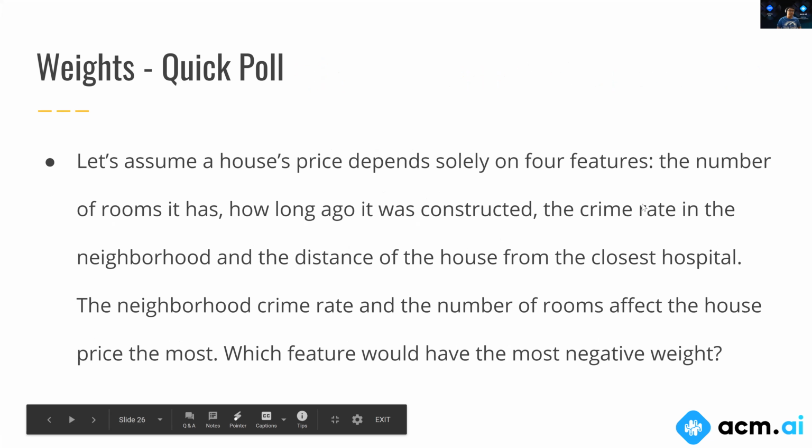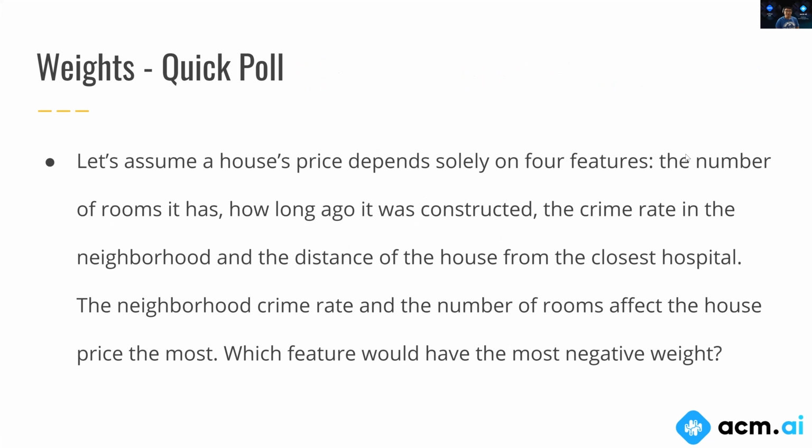All right, quick poll. A little bit of interaction. Why not? So here's a question. It was too long to fit on the poll question, which is why you probably won't see it on the poll. This is a situation where we're assuming the price of the house depends on 4 features: the number of rooms it has, how long ago it was constructed, the crime rate in the neighborhood it is in, and the distance of the house from the closest hospital. And let's also say that the neighborhood crime rate and the number of rooms affect the house price the most. Which feature would have the most negative weight? Sudhanshu, you can go ahead and start the poll.